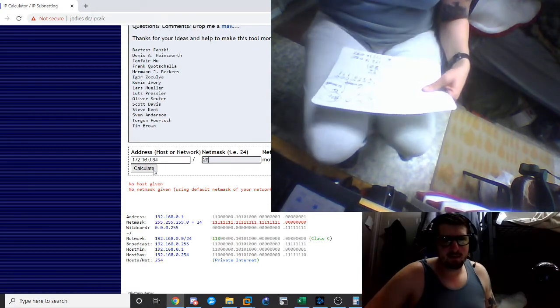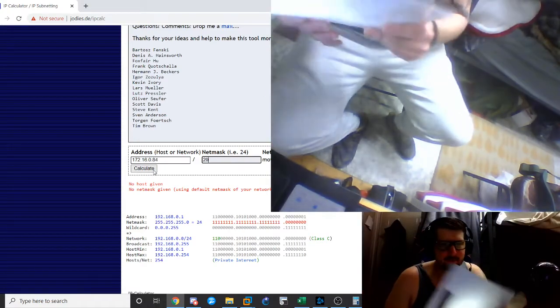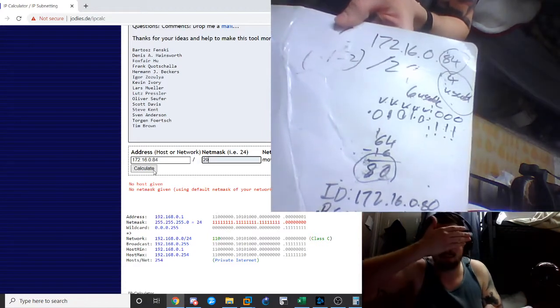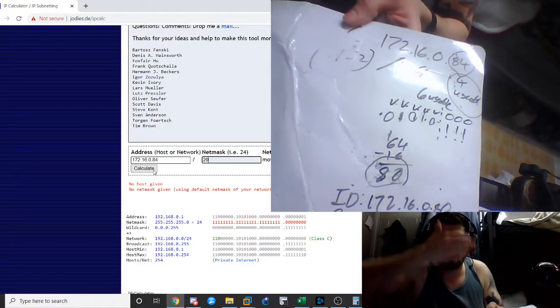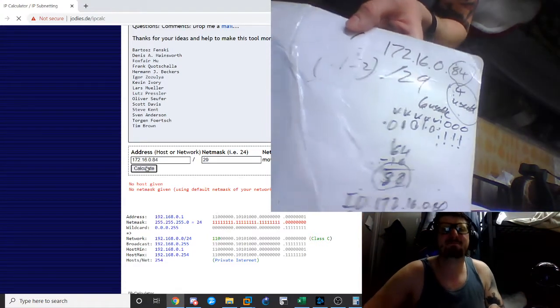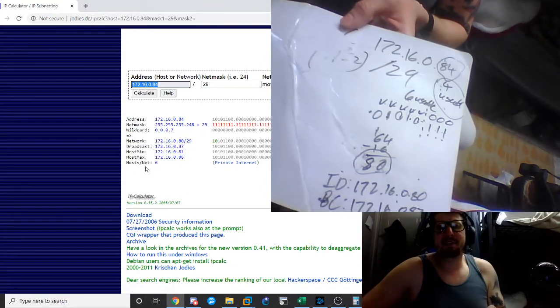Okay? Alright, I'm going to cover my eyes. I'll hold this like this and cover my eyes. I'll just close my eyes. And it's going to calculate the subnet.